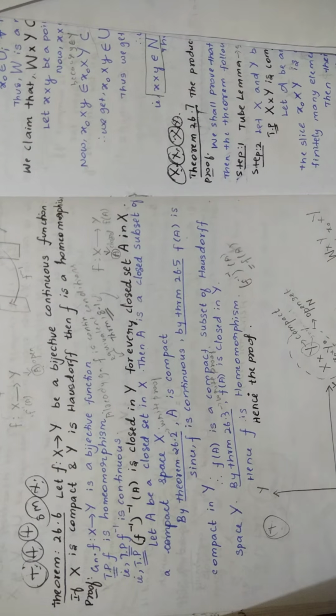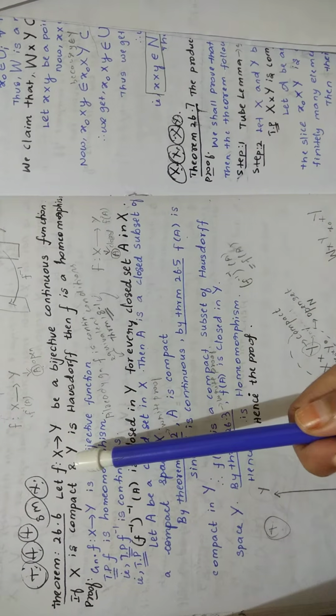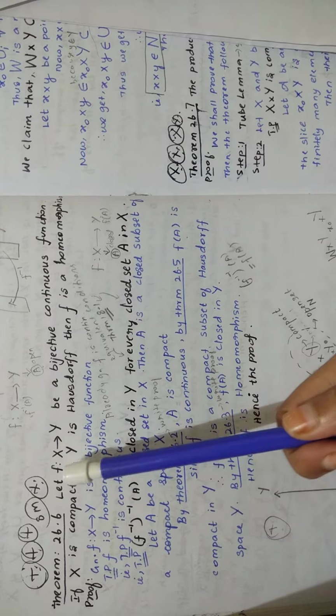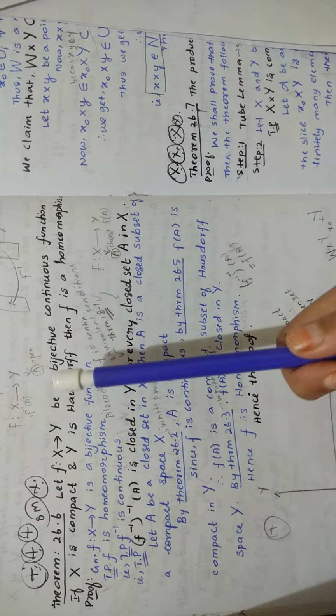I will explain Theorem 26.6 in this video. Here you can see the statement of this theorem. Let f from X to Y be a function given to you, and they are saying this f is a bijective and continuous function.